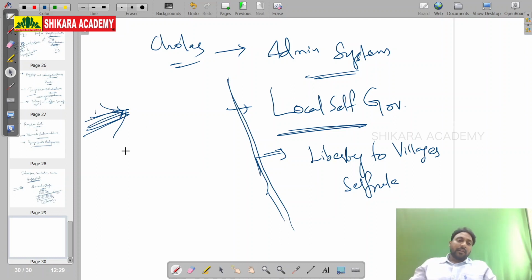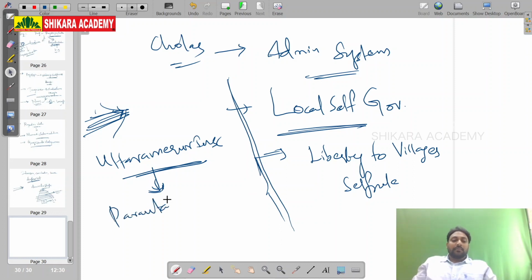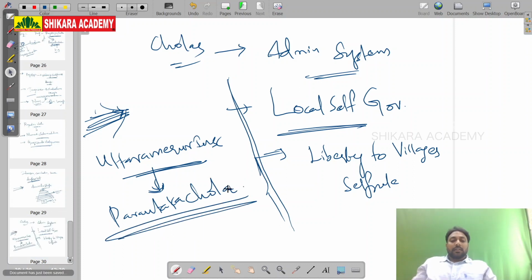And this is mentioned in the Uttara Merur inscription, issued by Parantaka Chola. Okay, Parantaka Chola. This system is talking about elections, a democratic system in the villages.